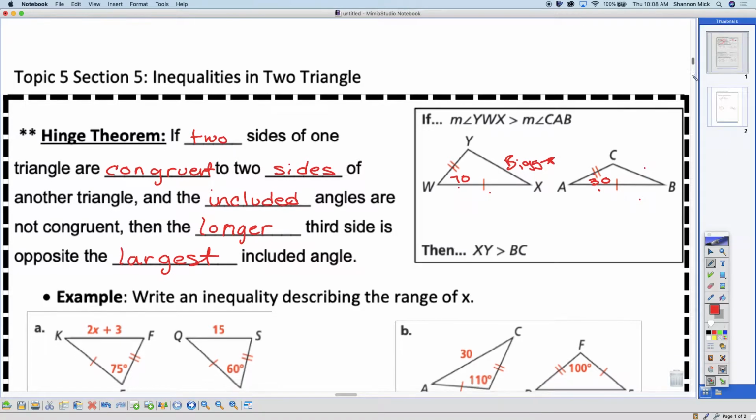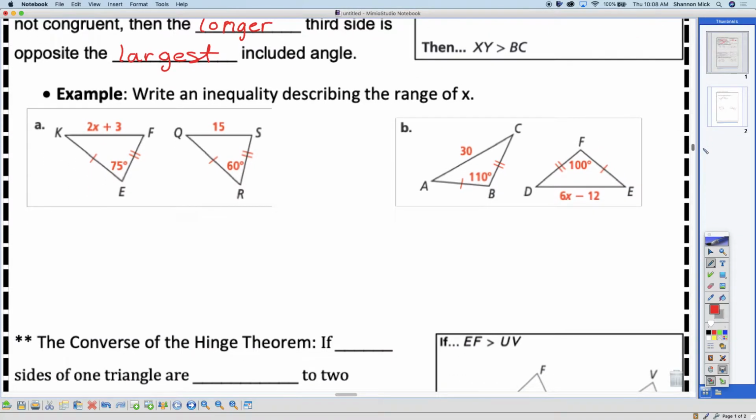Okay, so let's use it. It says write an inequality describing the range of x. So wouldn't you put 75 equals 2x plus 3? Well no, because 75 is the angle and 2x plus 3 is the side, so those don't equal. Okay, but what do I know? I have this side is congruent to here, and this is congruent to here. So the relationship between 2x plus 3 and 15 is what? Equal? Not equal. Because the angle is bigger. Didn't I say bigger? Yes. So the relationship is greater than.